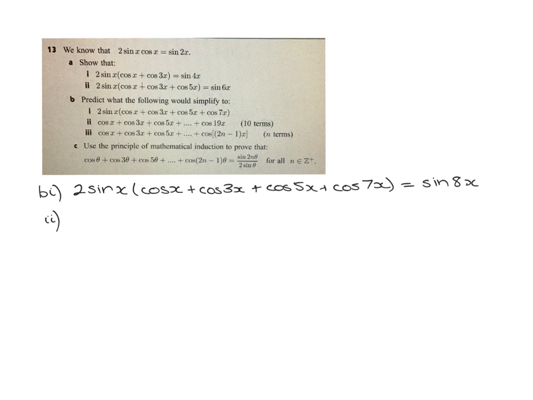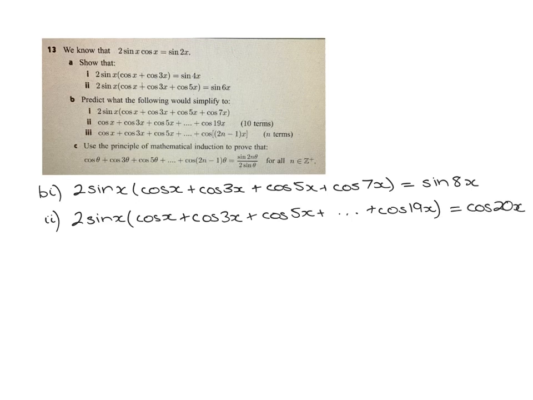Ten terms, meaning cos x is 1, cos 2x is 2? Well, no, it's x, 3x, 5x up to 19x. It's 10 terms. So what about if I wrote this out? Oh, I see the pattern. It's always the last cos term plus 1. So what's that equal to? Cos 20x. Now have we finished the question?